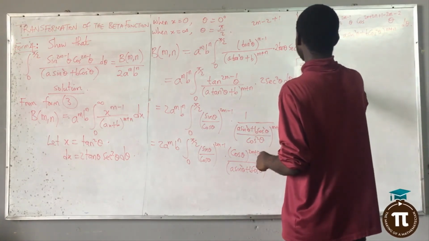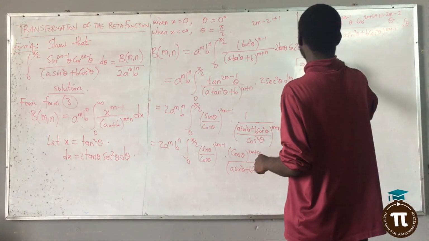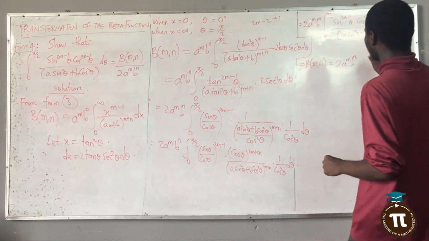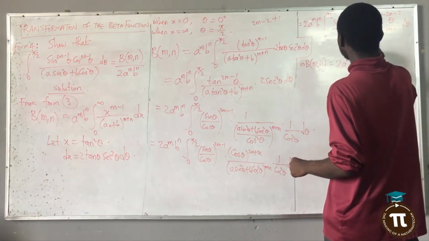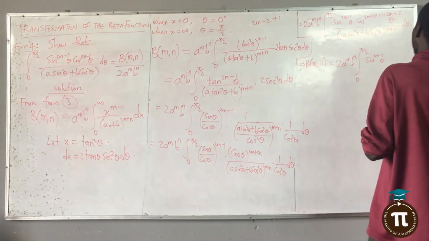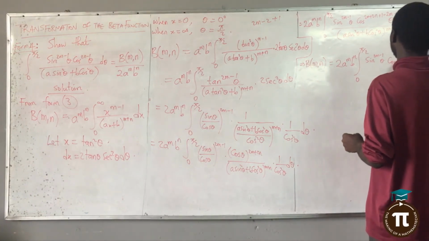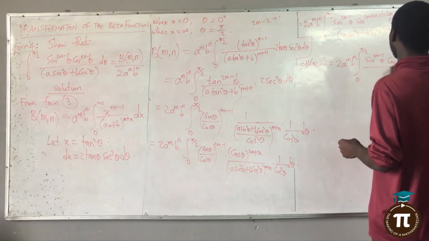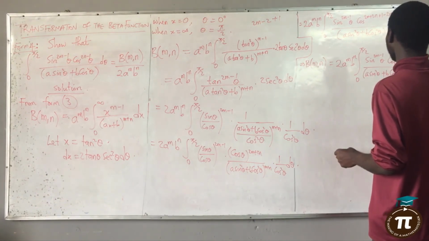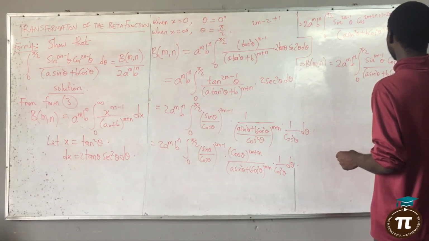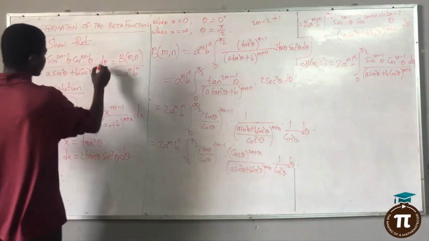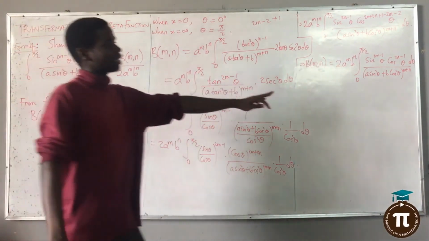So it implies that the beta function of m comma n is equal to 2a raised to the power of m, b raised to the power of n, integral from 0 to pi over 2. This is sine 2m minus 1 theta cos 2n minus 1 theta all over a sine squared theta plus b cos squared theta raised to the power of m plus n, d theta, and that is the answer to this one. Oh, I did not put m plus n, this is m plus n, so that is what I have here.